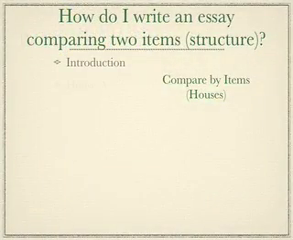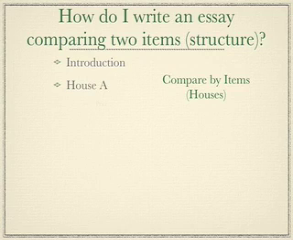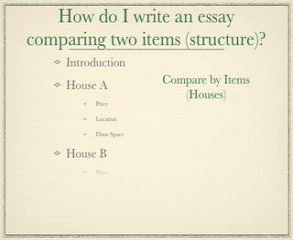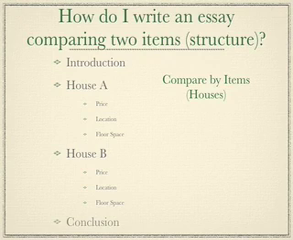To compare them by the items, which are the two houses, we have our intro, house A. We talk about the price of house A, the location of house A, the floor space of house A. Then we discuss house B, and then the same thing, price. Then we look at the location and the floor space, and then we have our conclusion at the end.